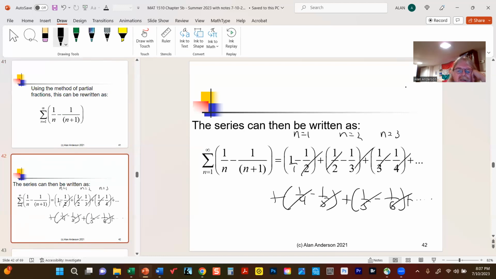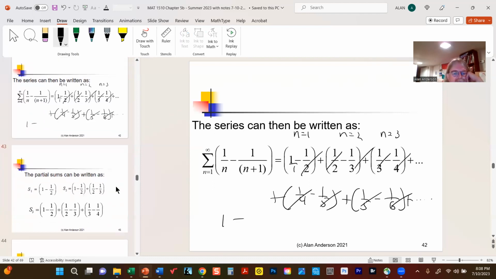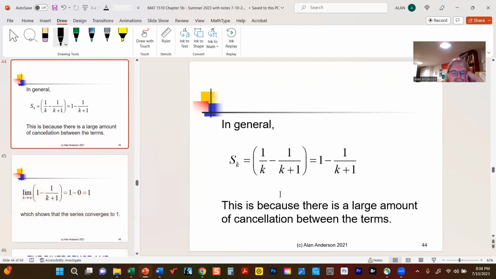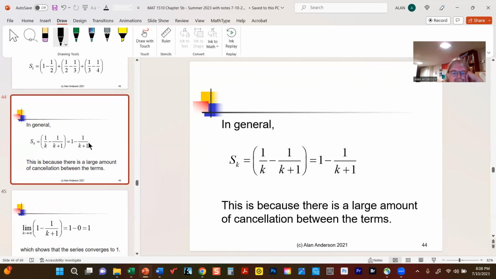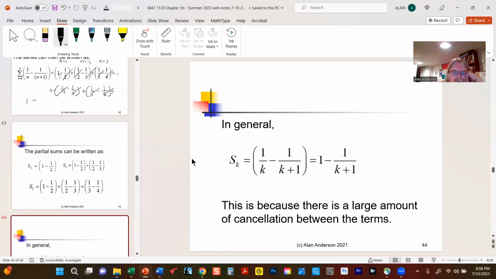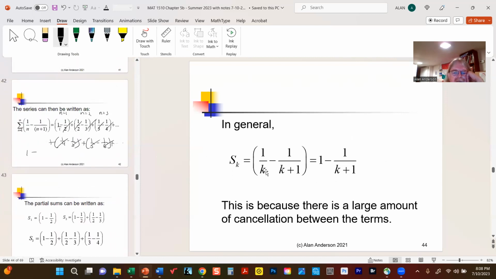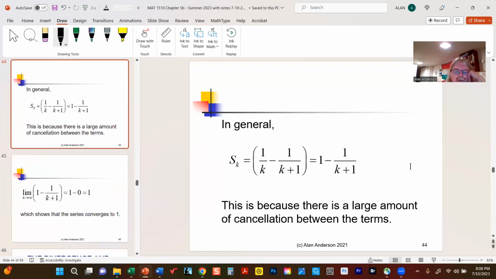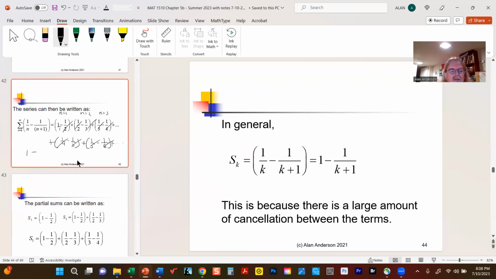So you've got this 1 sitting here. And then at some point, you'll have another term. So here's what they're telling us. Each individual term has the form 1/k minus 1/(k+1), or algebraically, we can rewrite this as, oh, I see what they're saying. Yes.